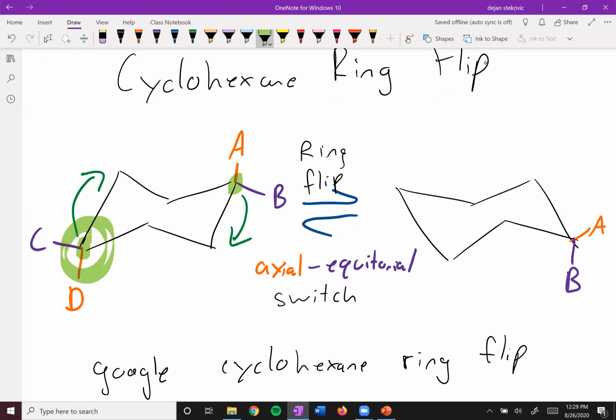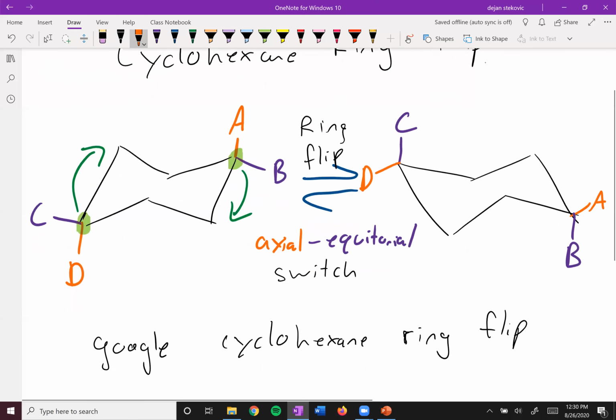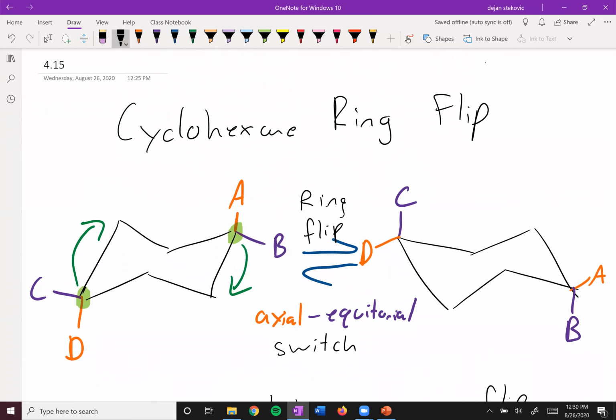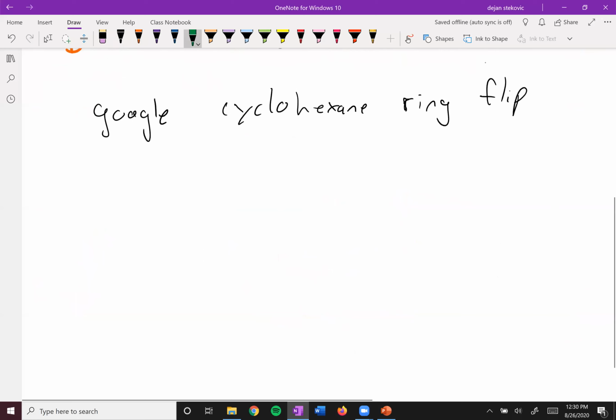And then this carbon over here now becomes this carbon over here, and the equatorial C now becomes an axial C, and the axial D becomes an equatorial D. And so again, this is somewhat hard to see on these pieces of paper, but if you take a look at some of these videos and these models, they do work. And then when they ring flip back, you'll just do the reverse of this process.